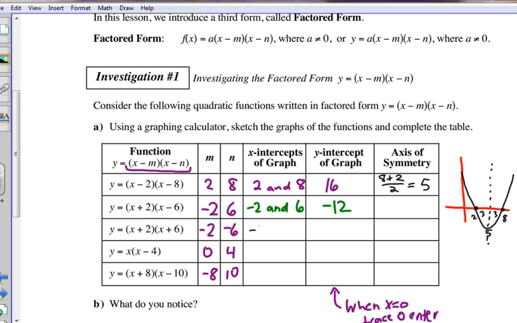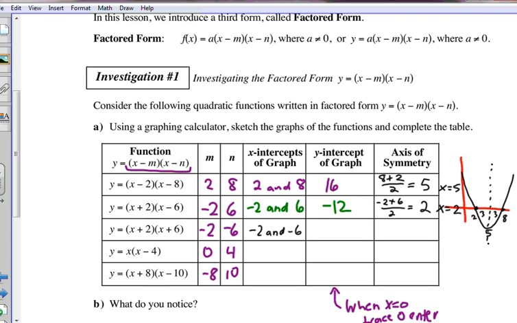As long as it's in this factored form, those are always our x-intercepts. So how do we get the axis of symmetry if our intercepts are at negative 2 and 6? Negative 2 plus 6 divided by 2. Negative 2 plus 6 is 4, divided by 2 is 2. So x equals 2 is the axis of symmetry. You should write that x equals 2 for the axis of symmetry.